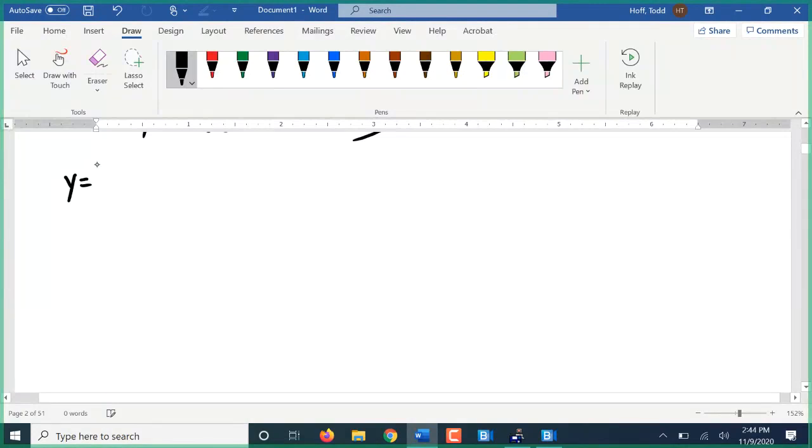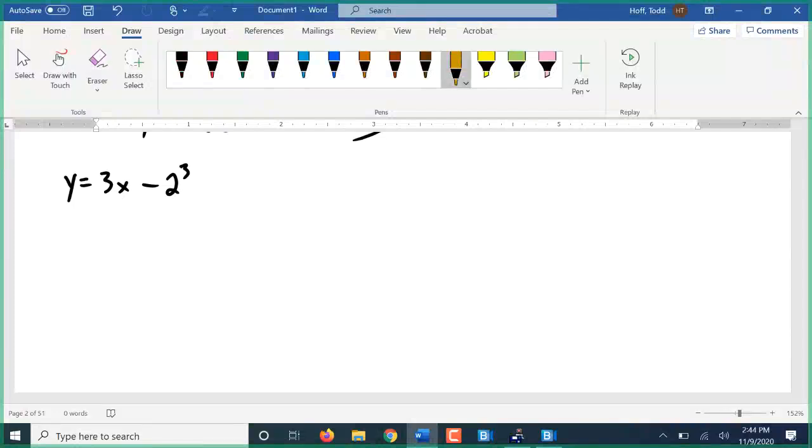So y equals 3x minus 2 to the third. Is that going to form a line on a graph? Well, yeah, that 2 to the third, it's a power, but it's just on a number. That's just y equals 3x minus 8. That's going to be just fine.